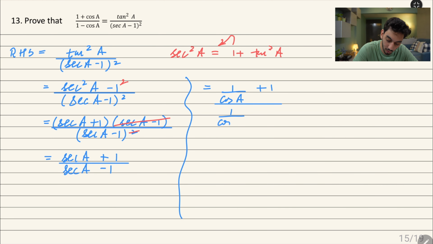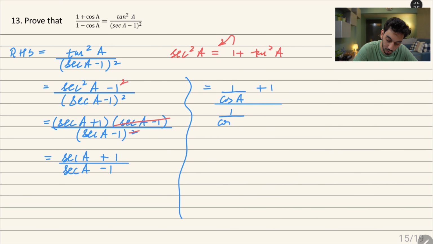Now the denominator of the numerator and the denominator of the denominator, they both just cancel out, and I am finally left with 1 plus cos A upon 1 minus cos A, and that is it. That is exactly my left hand side.